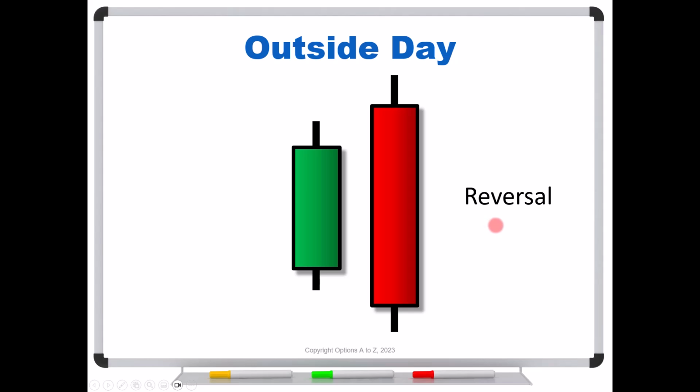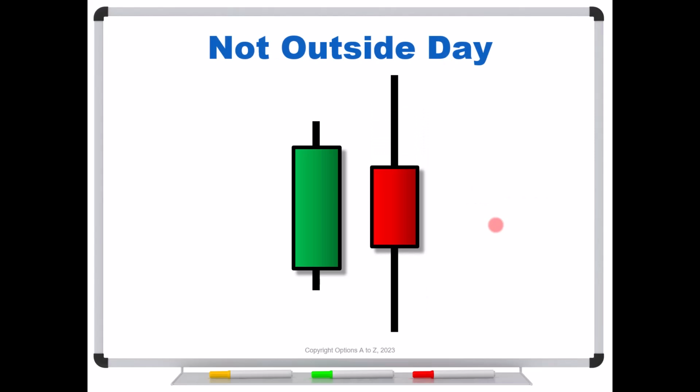Now, just to be clear, this is not an outside day. Even though we have the shadows from today sitting outside of yesterday's shadows, or the highs and lows today are in a greater range than they were yesterday, notice that today's body does not sit outside of yesterday's. So this is one where a lot of traders get confused and they think that just because these shadows sit outside of yesterday's that it's an outside day. We also need the candle body to sit outside of yesterday's. So that is not an outside day.